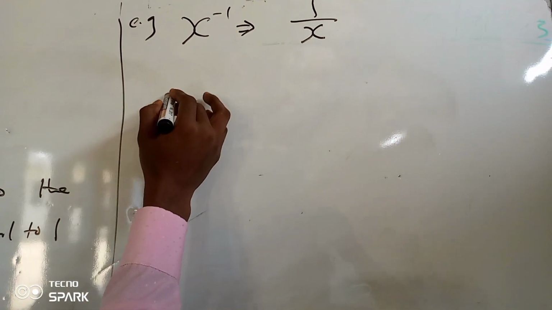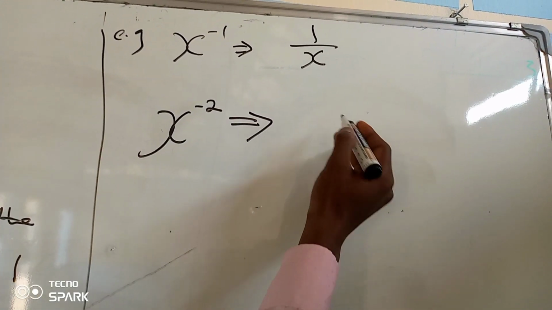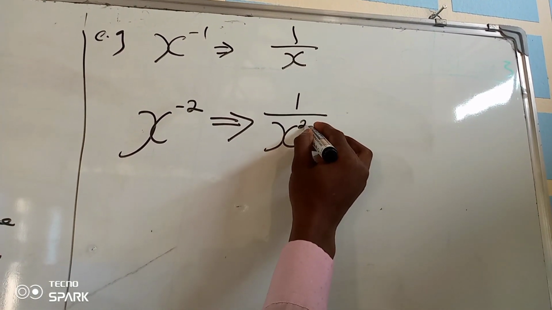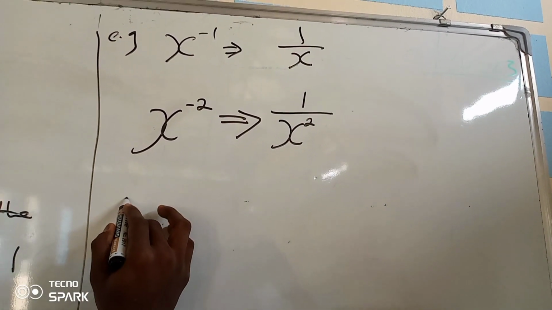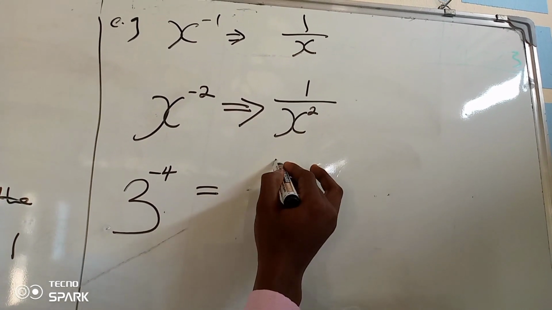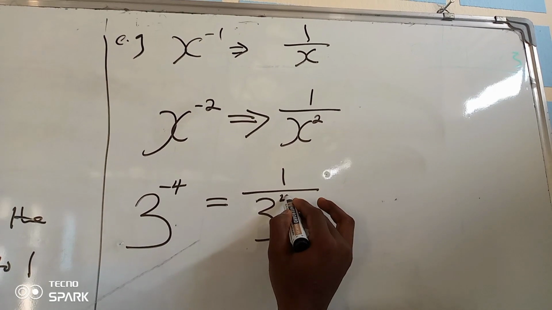Okay? Also, if you have x to the power minus 2, all you have to do is 1 all over x raised to the power 2. In the same vein, 3 raised to the power minus 4 is the same thing as 1 all over 3 raised to the power 4.